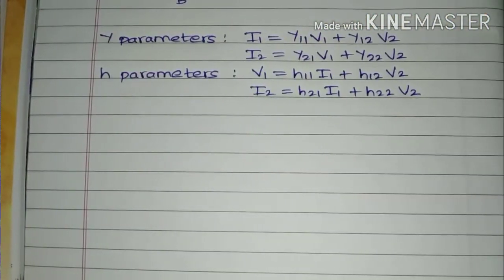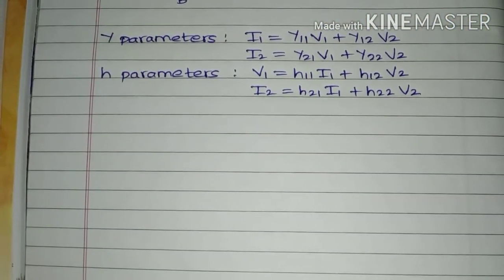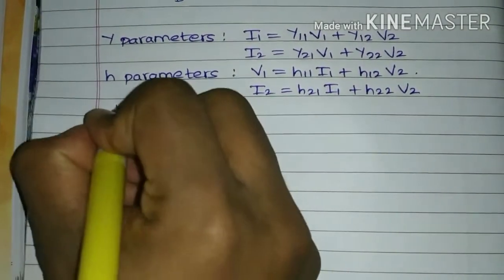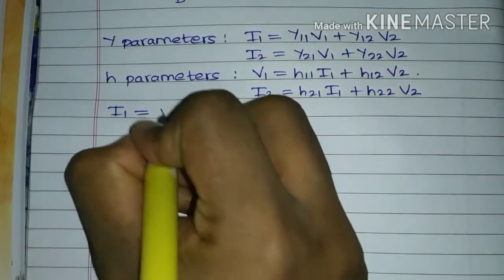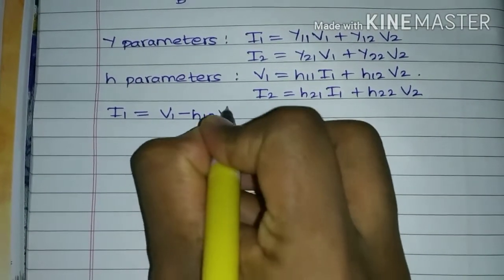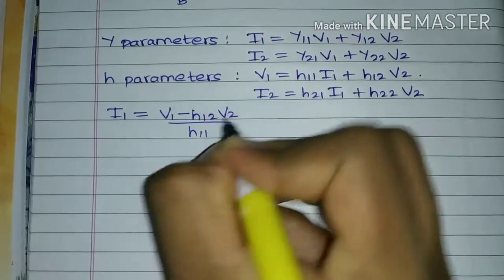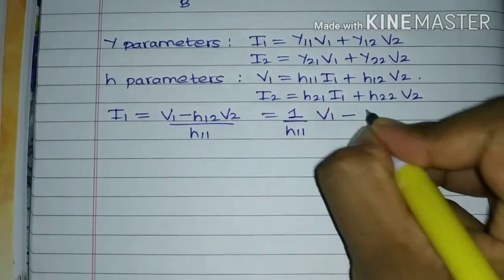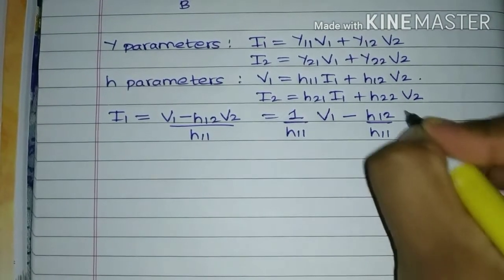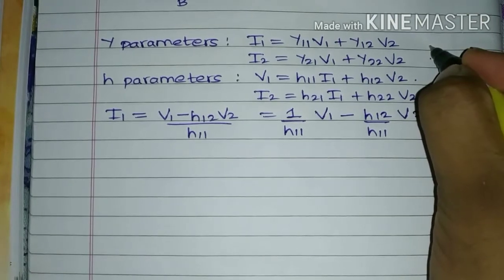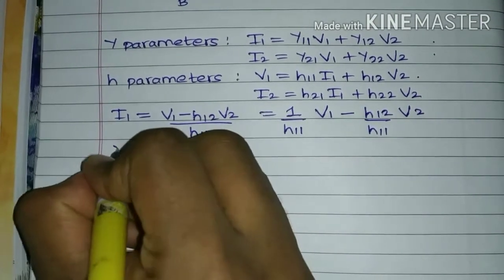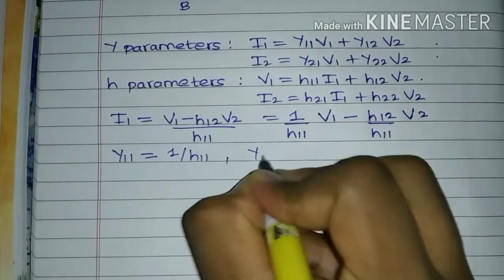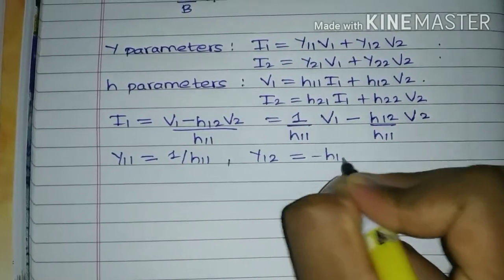Now let's find out the equation for y parameters in terms of h parameters. So first of all, by simplifying this equation, we get the value of I1 is equal to (V1 minus H12 V2) divided by H11, which is equal to 1 upon H11 V1 minus H12 upon H11 V2. Now on comparing this equation of I1 with the equation we have got here, we can write y11 is equal to 1 upon h11 and y12 is equal to minus h12 upon h11.